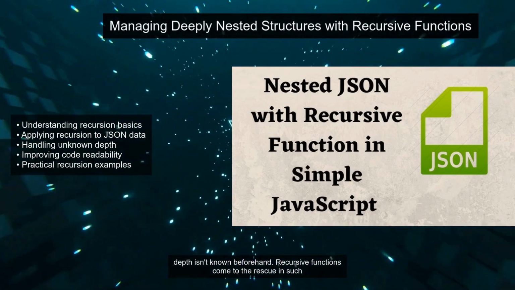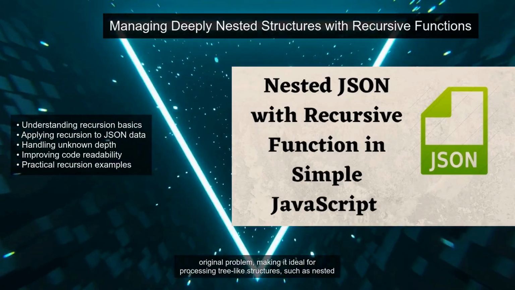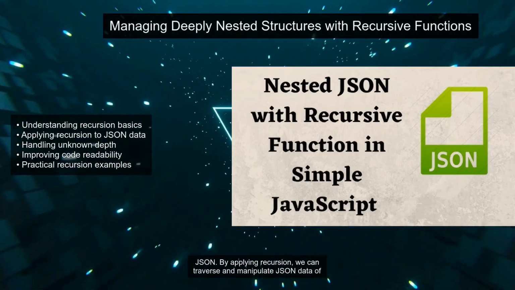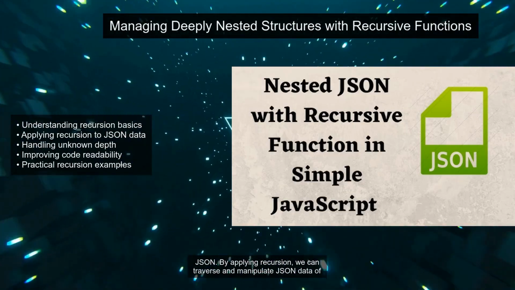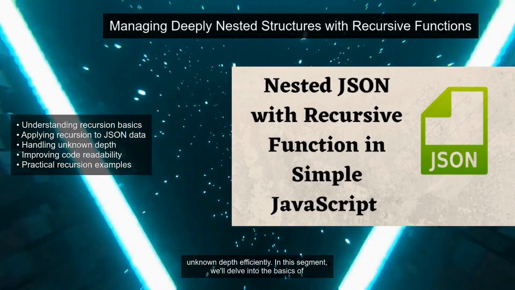Recursive functions come to the rescue in such scenarios. Recursion involves a function calling itself with a subset of the original problem, making it ideal for processing tree-like structures, such as nested JSON. By applying recursion, we can traverse and manipulate JSON data of unknown depth efficiently.